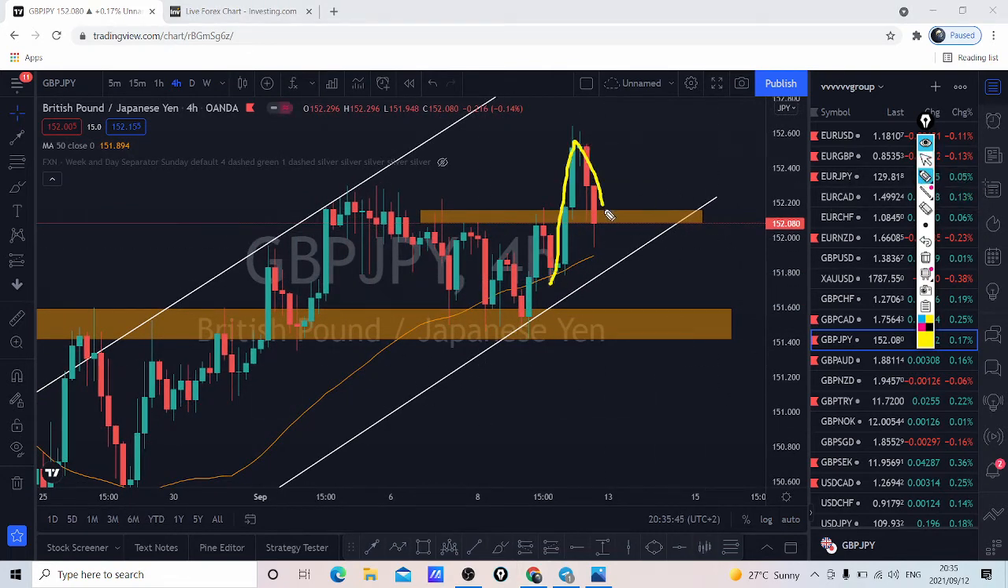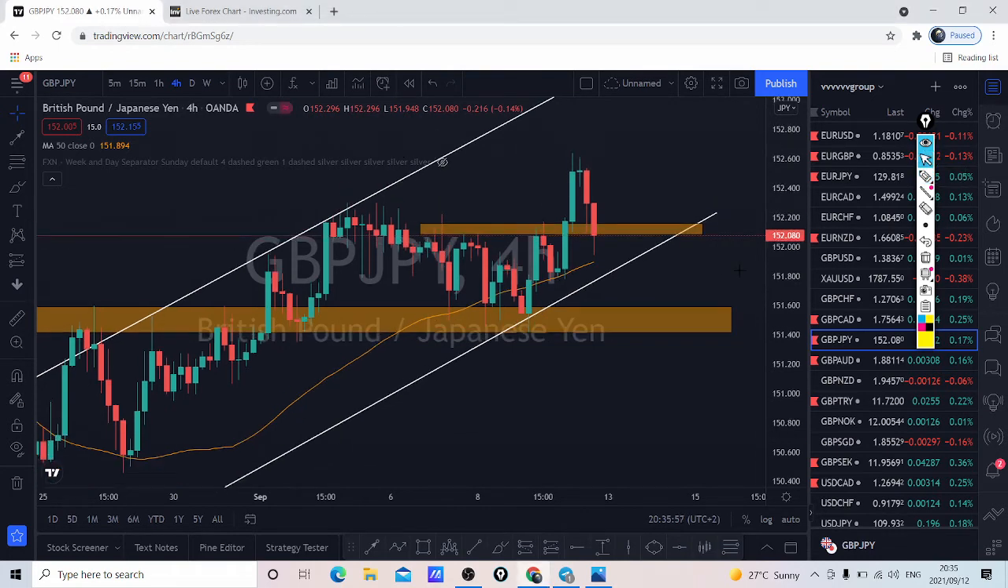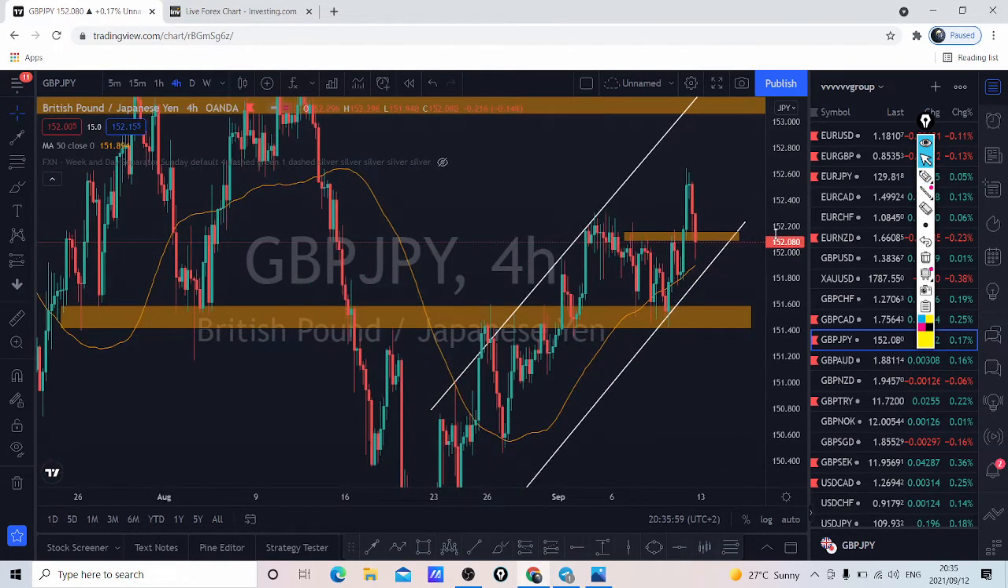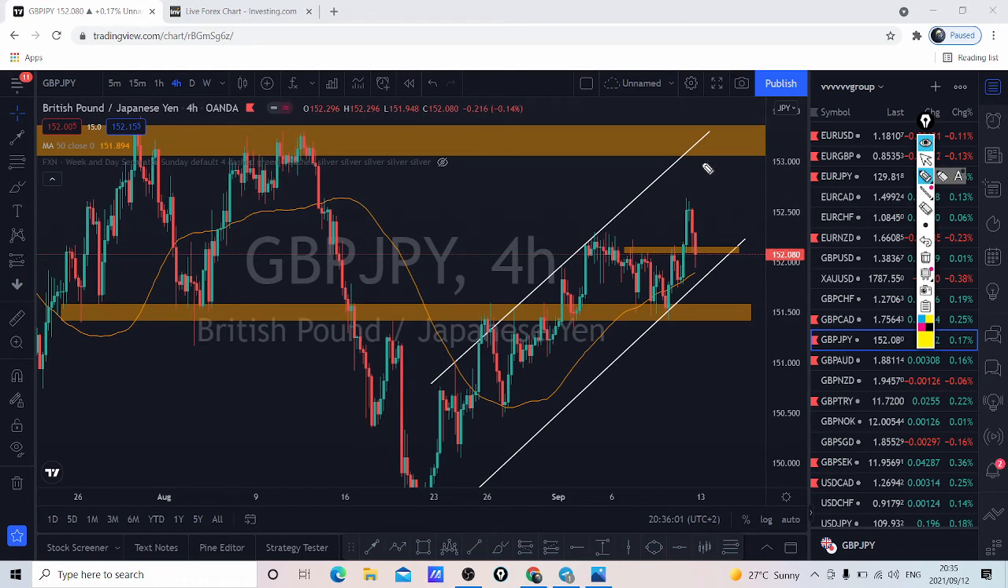But now if it can come back maybe to this trend line here, then make a bullish engulfing on the H1, then I'll be interested in buying and hold my trade maybe to this zone. So if it can come back and consolidate, bullish engulfing, then I'll enter there and hold my trade to the upside.